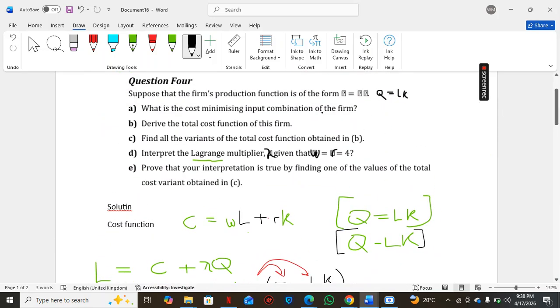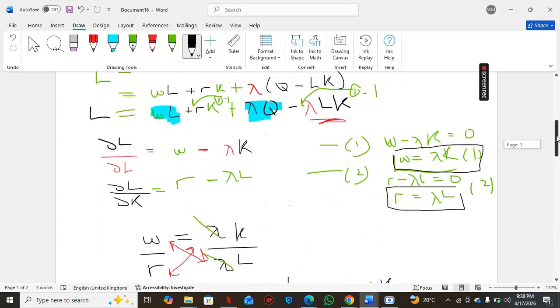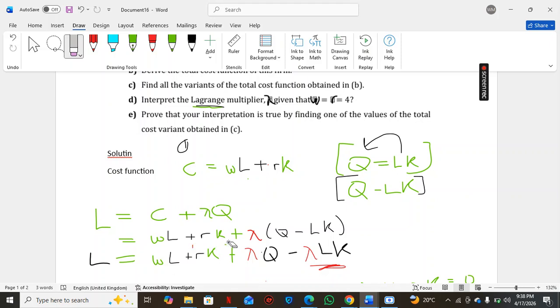This is part A, the cost minimizing input combination for the firm. Just a recap of this long process. Step one, or your preliminary steps: write down your cost function and adjust your production function. We just brought LK over to this side. The reason we're doing this is so we can set up this Lagrange function, which is just a combination of the cost function and the adjusted production function.